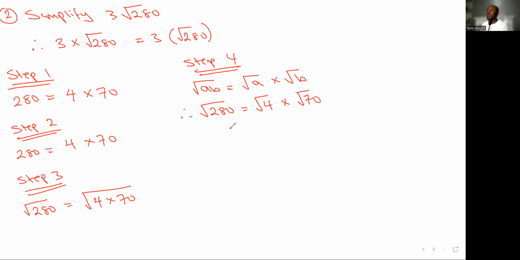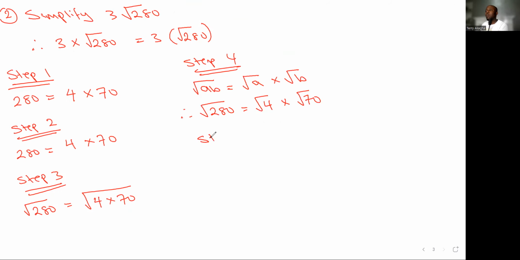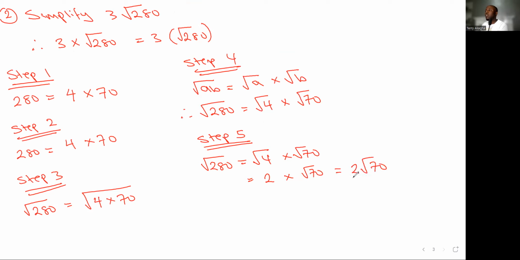All right? So that will give us, oh yes, I think that will be in step 5. So step 5 said we should simplify. So now we're going to simplify. So square root of 280 will give us square root of 4 times square root of 70. So square root of 4 is 2 times square root of 70. And that will give us 2 root what? 70. So therefore, we can now say square root of 280 is equal to 2 root 70.